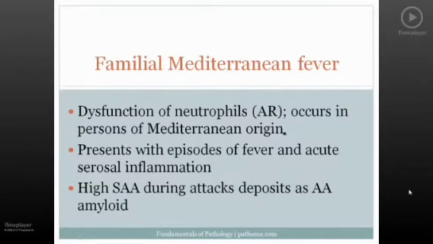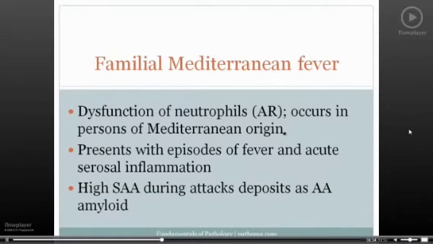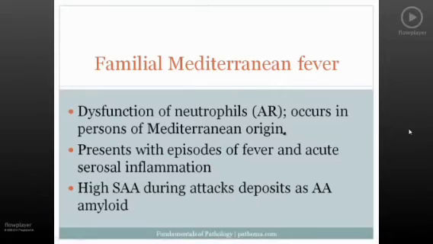And that attack of acute inflammation is not really driven by infection, but instead is sort of this dysfunction of the neutrophils. And it classically presents with fever, which is what you would expect with inflammation. It also will usually involve serosal surfaces. And so if it's going to involve serosal surfaces, we'll get some very classic findings.